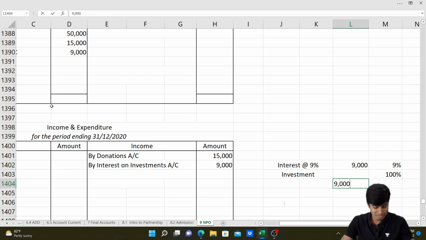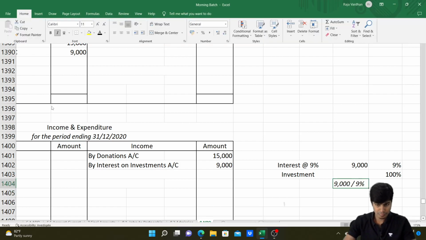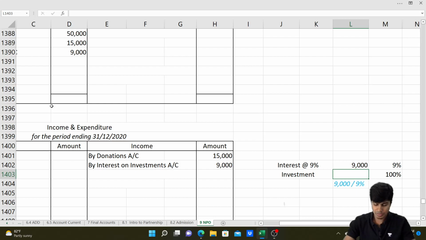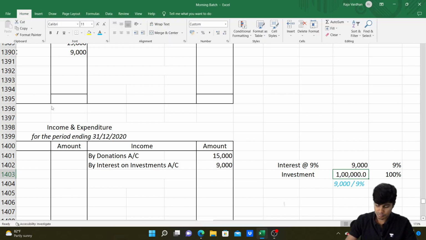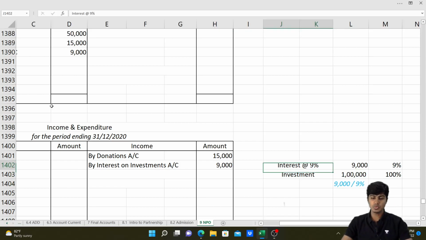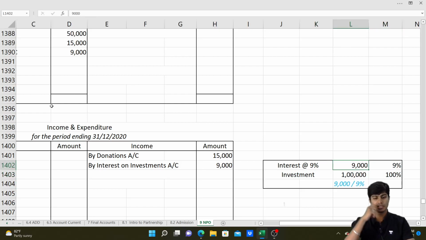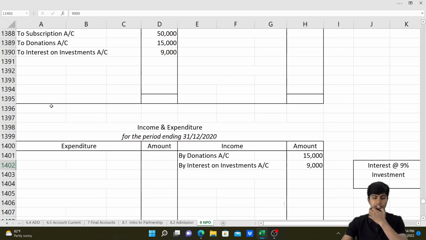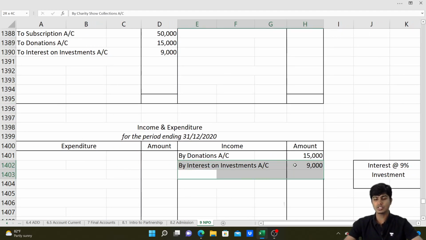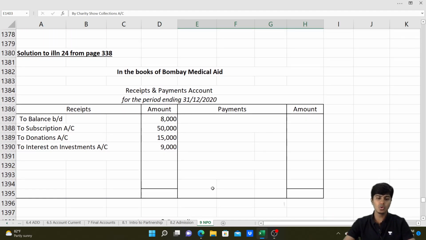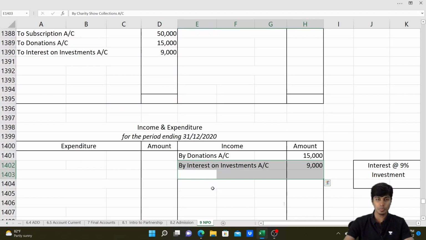So simple. 9,000 divided by 9%. How much do we get? 1 lakh. If the investment is 1 lakh, then interest on it at 9% will come to be 9,000 rupees. So in our income and expenditure, we have written interest on investments 9,000. Now we'll go to write the investment of 1 lakh rupees in balance sheet.